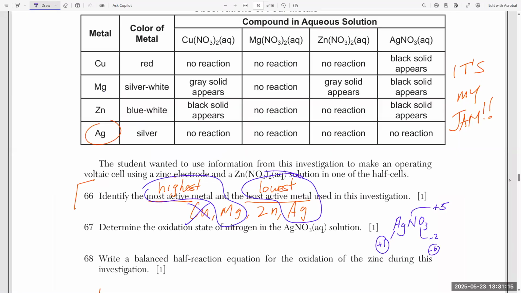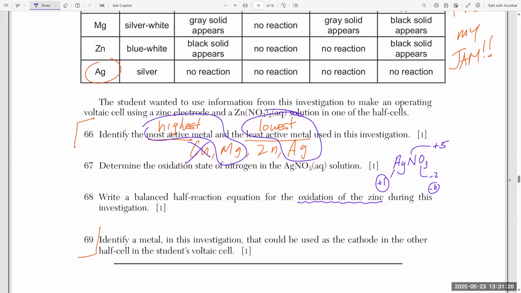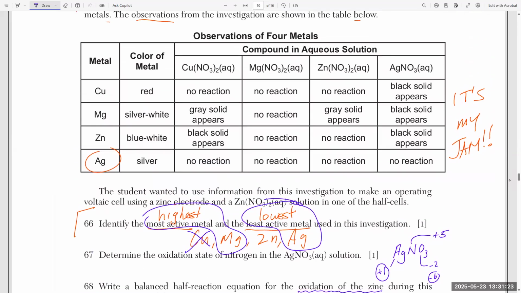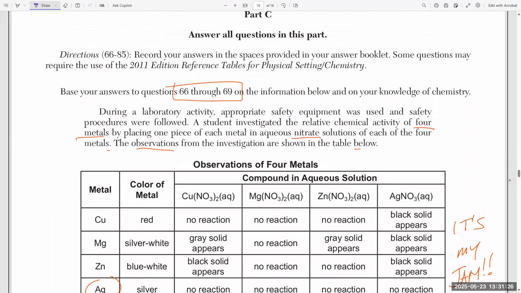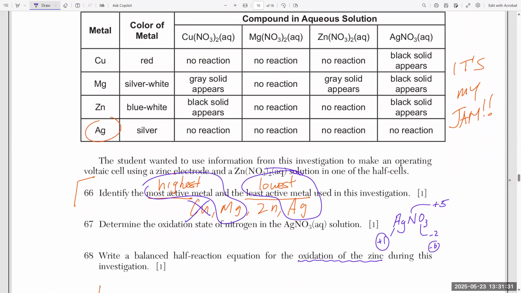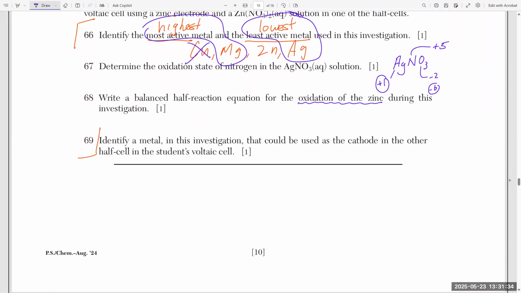Write a balanced half reaction equation for the oxidation of zinc during this investigation. Look, we don't need anything, right? Because remember what it said here? Your knowledge of chemistry. So you can do this, right? Oxidation of zinc is what? Rusting of zinc. So which means what? Solid is getting loose, right? It's disappearing. So you're starting with your solid zinc, and what else? It's oxidation, right? You remember LEO, which means electrons being lost, which means electrons on this side of the reaction. And then you're thinking, well, Mr. Kim, how do I know what this is?